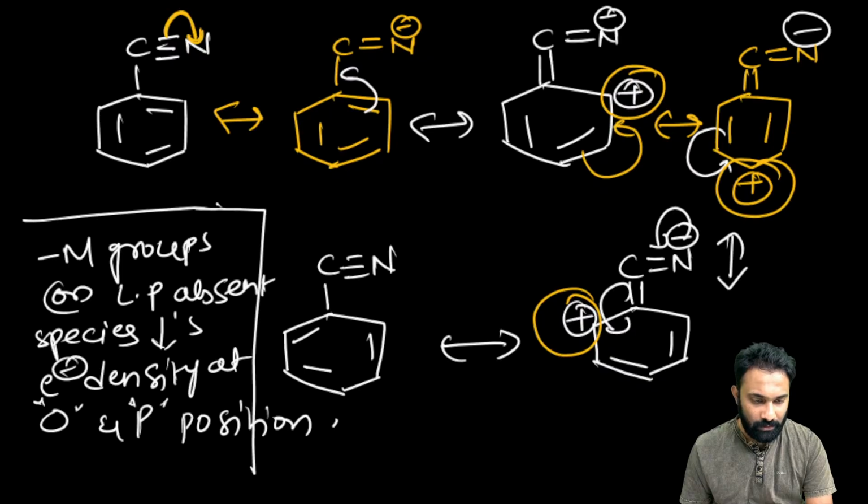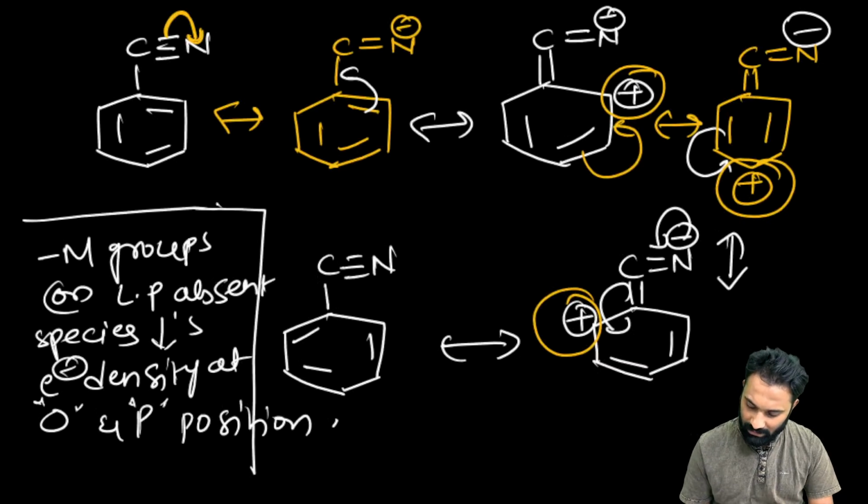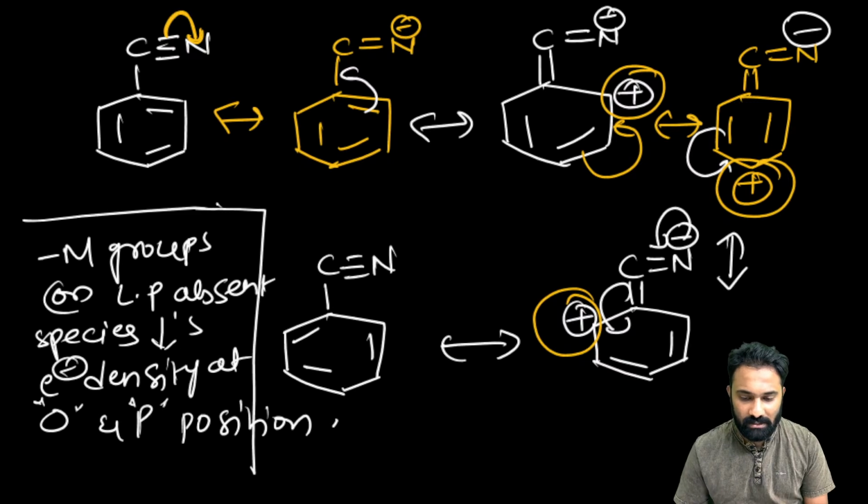Now we'll see which groups will increase the electron density at ortho and para positions, and which groups will decrease it. Actually, it is decreasing the electron density at ortho and para, and the electron density will be at the meta only. For the cyanide or any minus M groups or any lone pair absent groups attached to it, obviously the electron density will be at the meta position only. Okay?